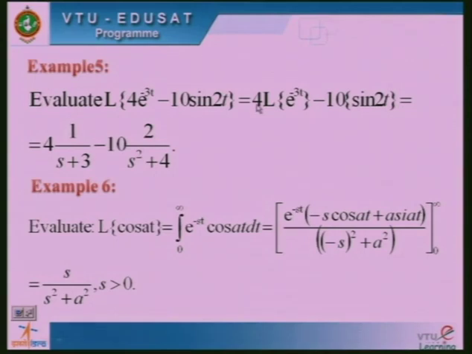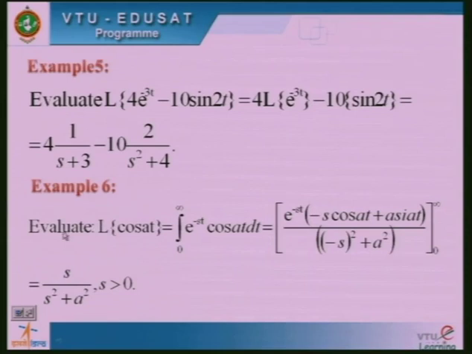This is equal to, again 4 is a constant, I will keep it as it is. We know the Laplace transform of e to the power minus 3t; yesterday we obtained it as 1 divided by s plus 3. Minus 10 is a constant, keep it as it is. Just now we obtained that the Laplace transform of sine 2t is 2 divided by s square plus 4. If it is possible, we can simplify. So, this is the Laplace transform of the given function.